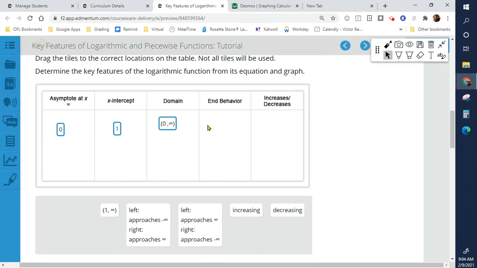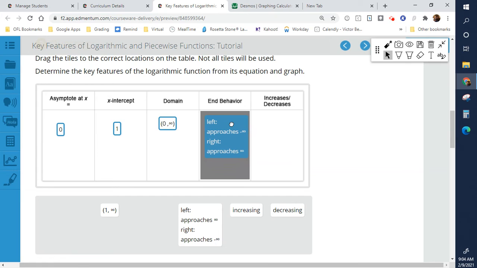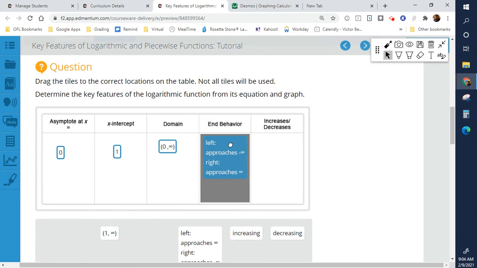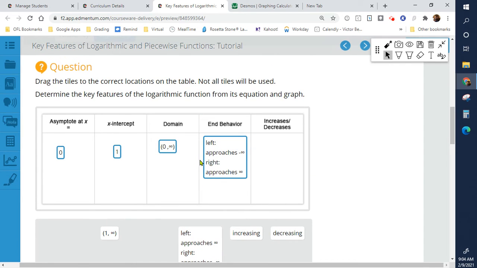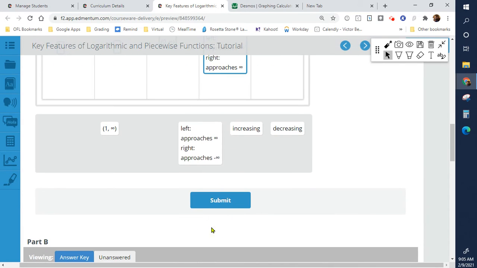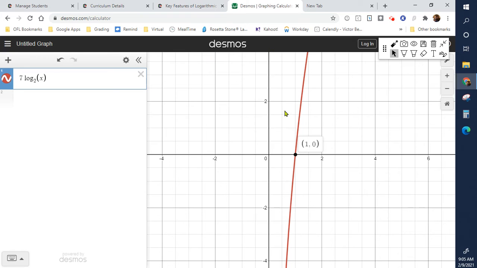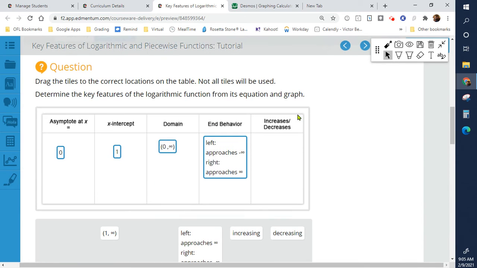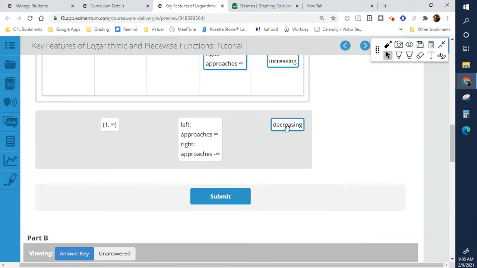And behavior. So as we go to the right, x approaches infinity. But as we go to the left, x approaches negative infinity. So it's this one. If we go to the left, it's not going up, it's going down. So as we're going to the left, our function's going down. All right, and this is always going to be increasing. Our graph is increasing here.